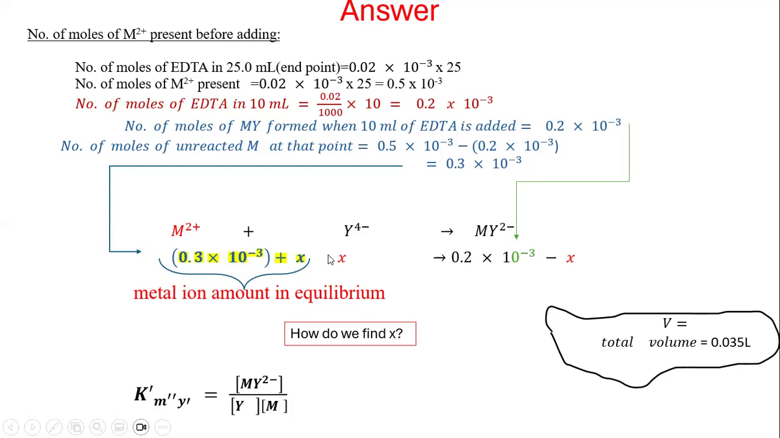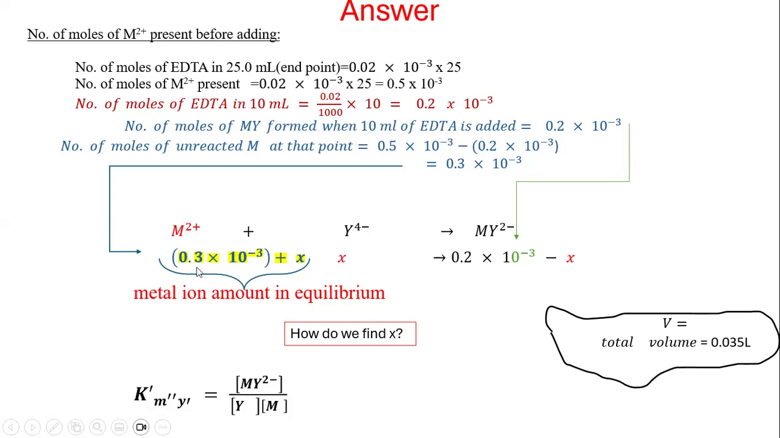But in the flask, you don't have any excess Y4 minus. You have added 10 ml and all that 10 ml had reacted with M2 plus. So it's only the X amount in equilibrium that is coming for the reverse reaction. The same amount will be joining with the M2 plus that is remaining unreacted. You have to have that in mind.